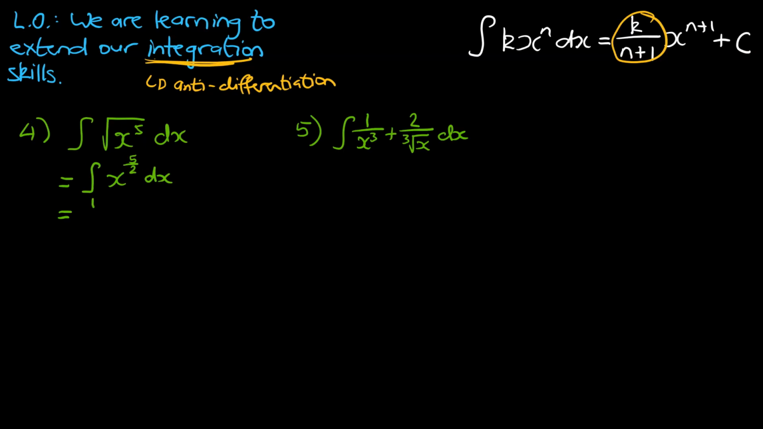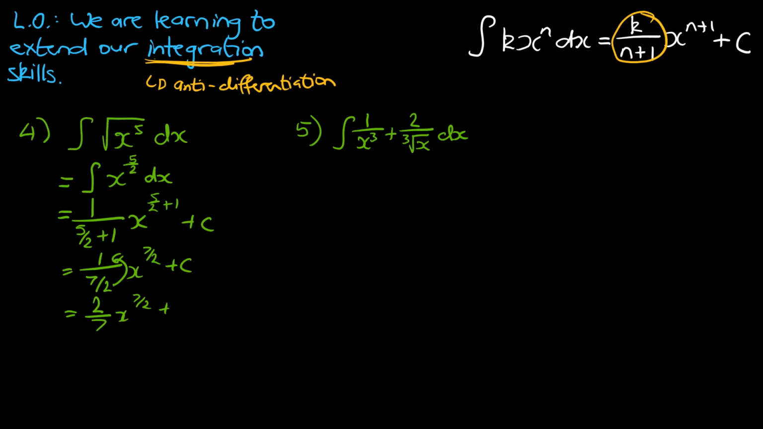So our k value is going to be 1, and we're going to go 5 over 2 plus 1. So power plus 1 times x to the power of 5 divided by 2 plus 1. Then we're going to add c to that. And once we've done that, we're just going to do our maths. So that becomes 7 over 2, x to the 7 over 2 plus c. The 2 is then going to move up to the top. So that's going to be 2 over 7, x to the 7 over 2 plus c.